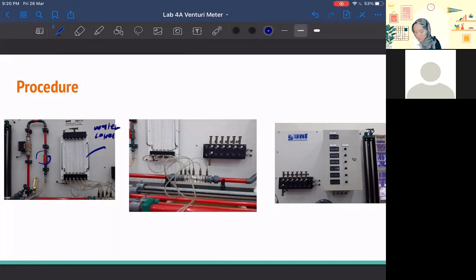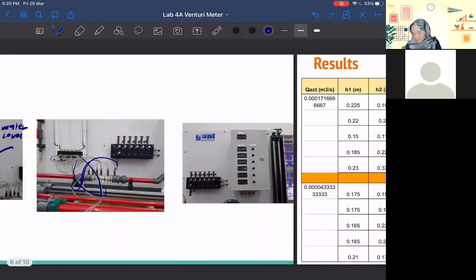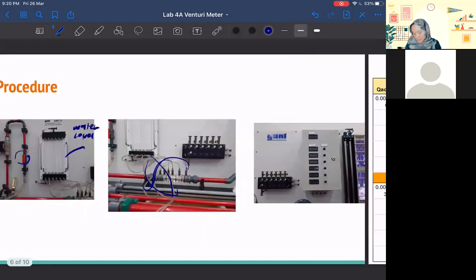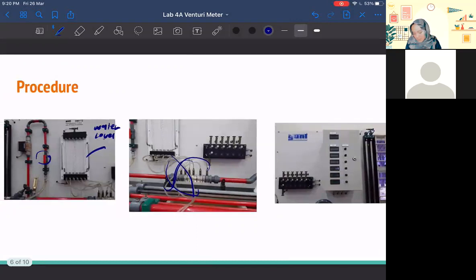Next, we open the gate valve and start the flow to remove the air bubbles from the manometer to the Venturi tube. So from here we have to remove the air bubbles in the tubes. And then wait until the flow is stabilized. And after that, close the gate valve of measuring tank and measure the time discharge. Next, we have to repeat the procedure to get the average reading.